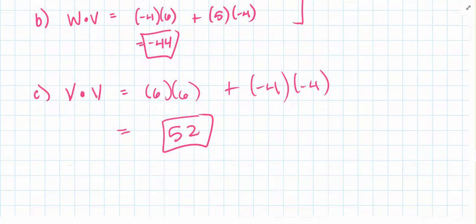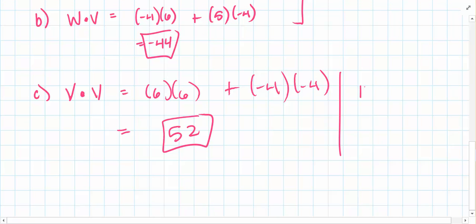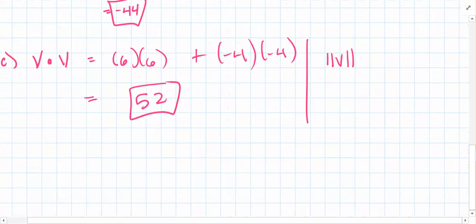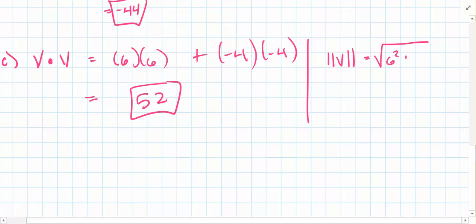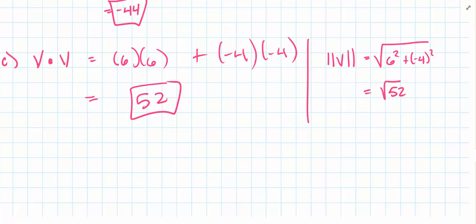All right, so here's the question I have for you. What's the magnitude of vector v? How'd you do that so fast? Yeah, the square root of 6 squared plus negative 4 squared. So we're getting the square root of 52. Are these numbers close? They're very close, right? How do I make the magnitude look like the dot product? What's another way of doing that?